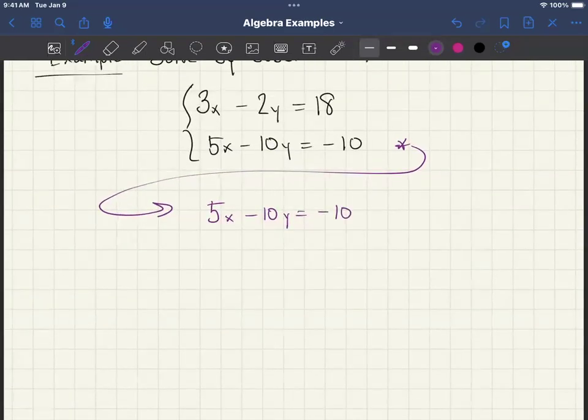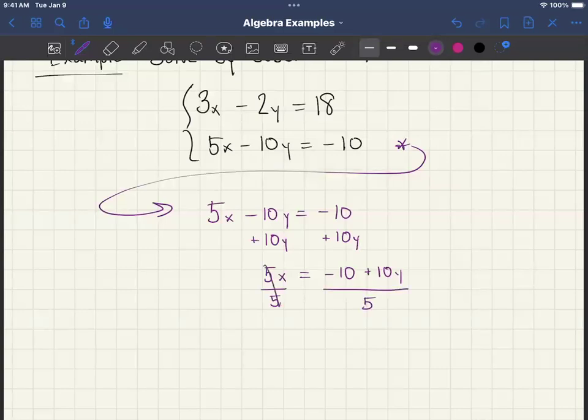All right, we are going to solve for one of the variables. So let's solve for x in this case. It really doesn't matter which variable we solve for. So we have -10 plus 10y. To get our x by itself, let's divide both sides by 5.